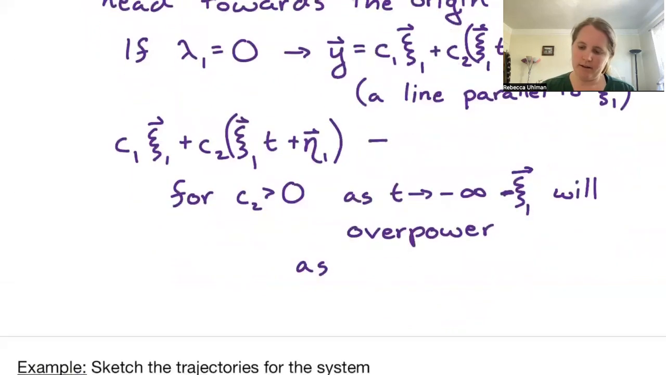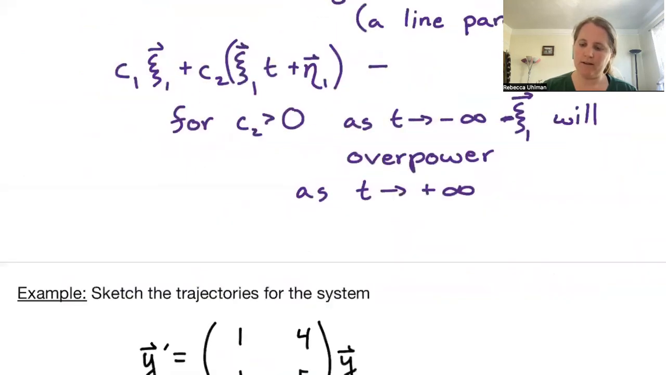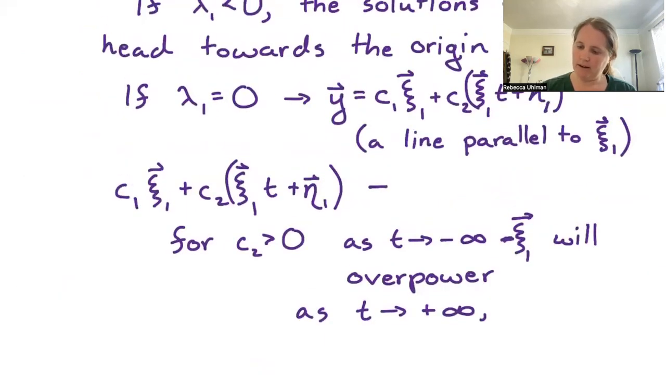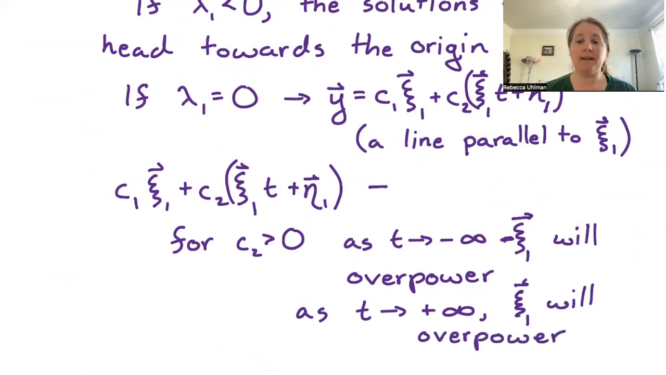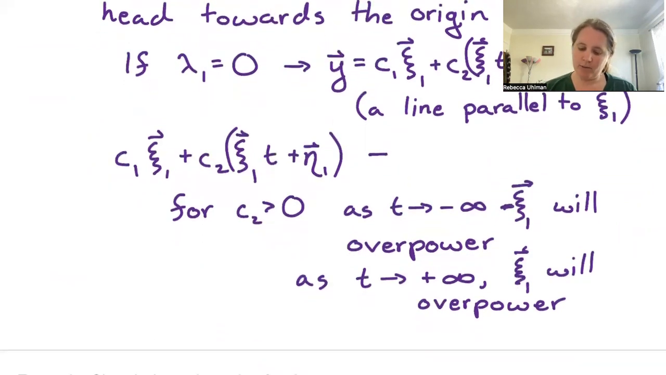As t goes to positive infinity, again, psi1 will overpower the eta, and so it'll move just in the direction of psi1. So for negative t's, we'll be in the opposite direction from psi1. For positive t's, we'll be in the same direction as psi1. For c2 less than 0, the opposite will be true.